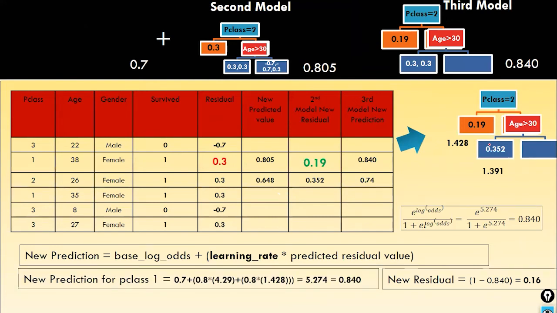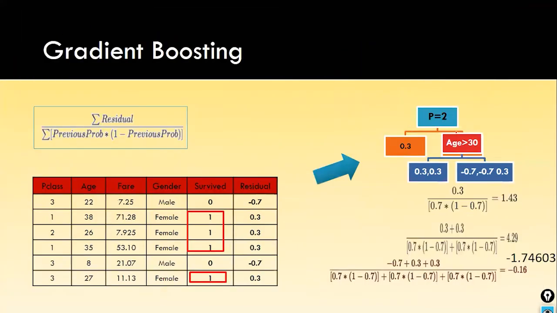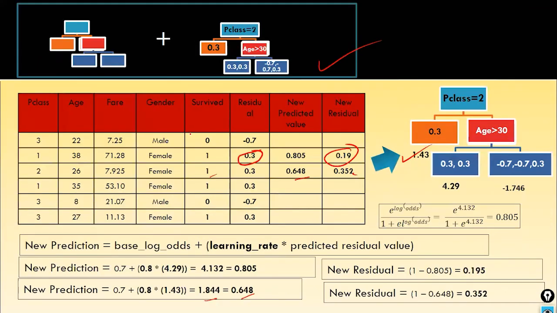This is another tree. In the previous one, the residual was 0.19 for this record, and 0.352 for this observation. For simplicity's sake, I took only these two observations and did not take this one into account. Here, you need to do the transformation. When you do the transformation using this equation, you get the log odds for each corresponding leaf.